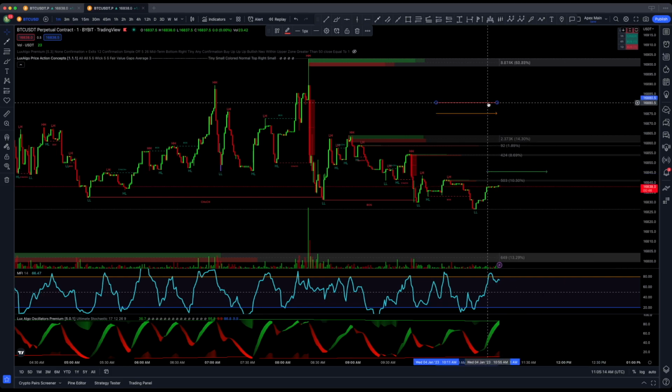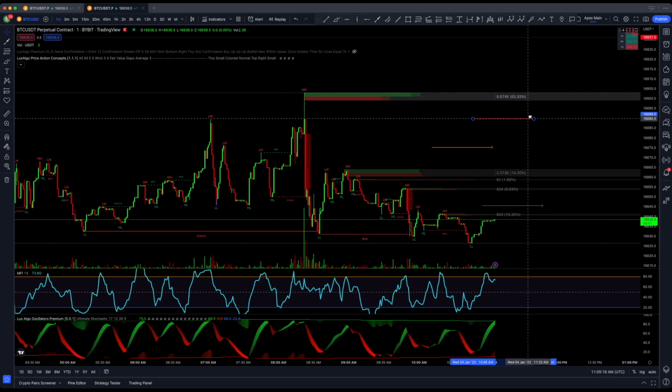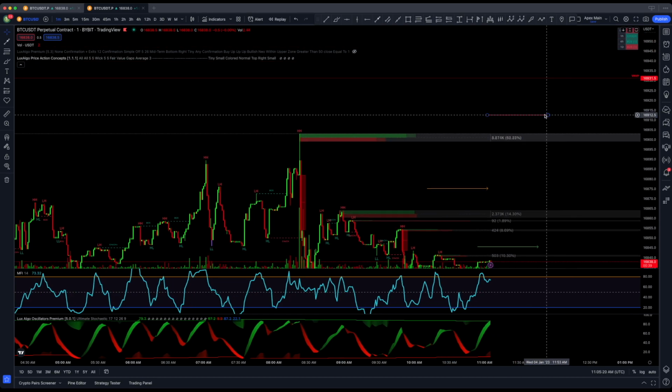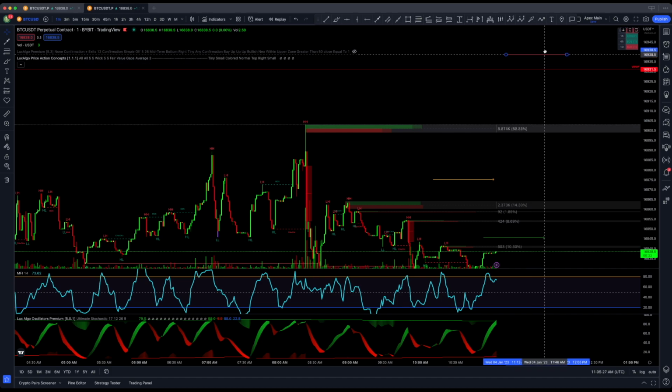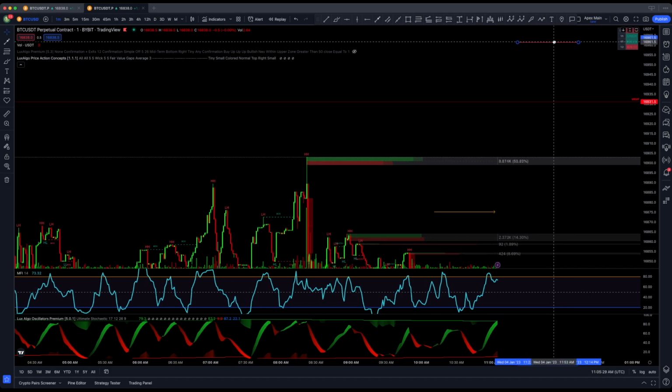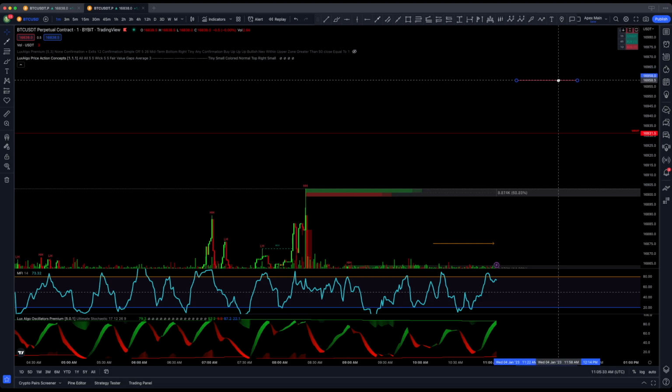If my entry was 16,854, my liquidation would be 16,954, so my liquidation point would be 16,954. So remember, I'm risking $1,000. Let's just say 16.9.